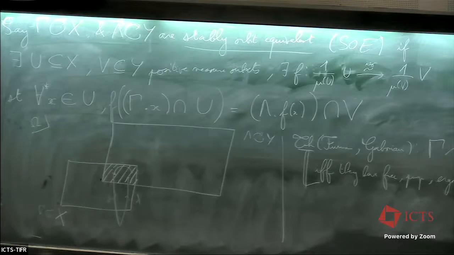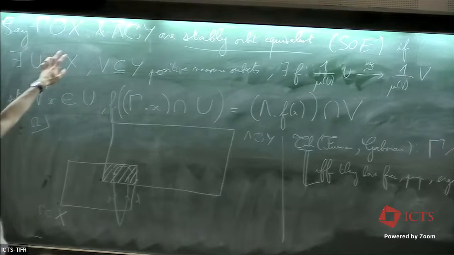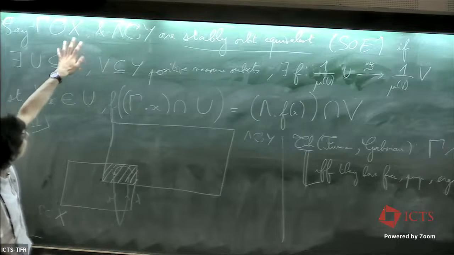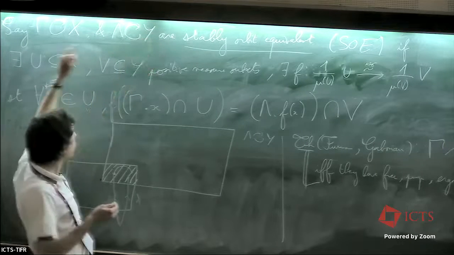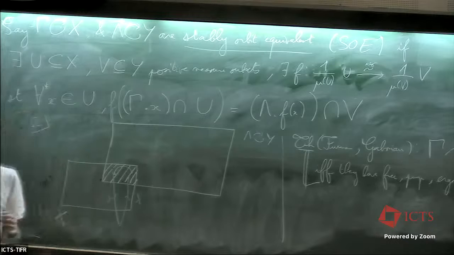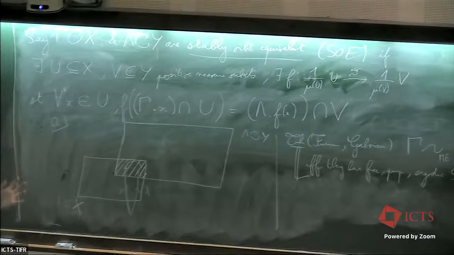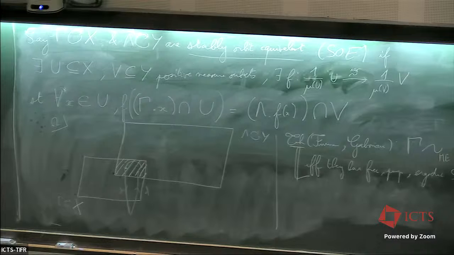Up to, right, I shouldn't say X and Y. It should be X and Y renormalized so that U and V have the same measure. So you have to renormalize by mu of U divided by mu of V, or the other way around, I don't know. Okay?